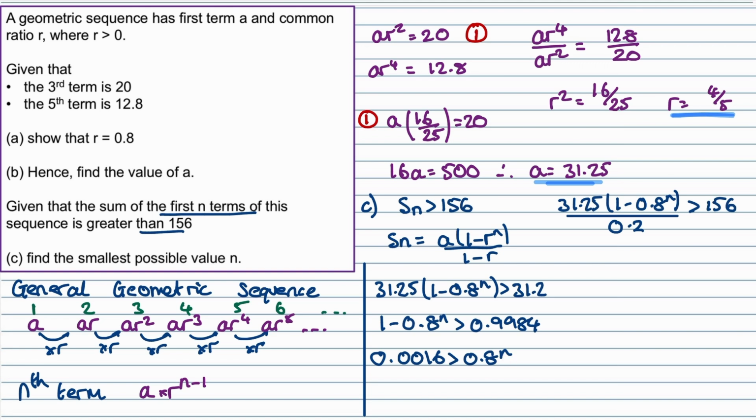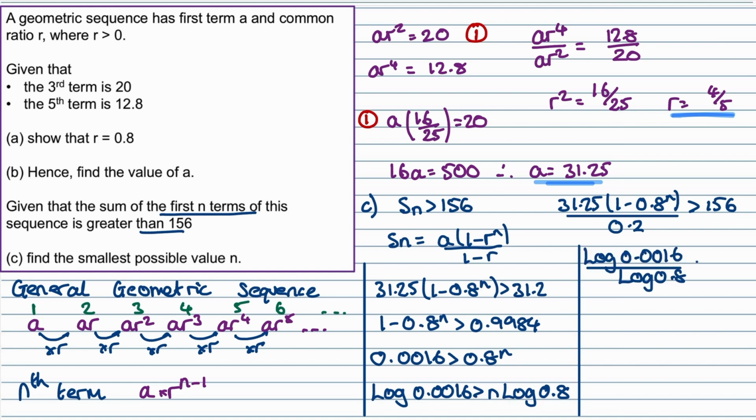Now to work out n, we can take the log of both sides, and we can apply the power rule to bring this n down in front. And to work out n, we can divide both sides by the log of 0.8, but we know this is negative, so when you divide by the negative, we need to change the sign. So this becomes less than n. And we can work this out on our calculators, and we get 28.85 must be less than n. So n must be greater than 28.85.